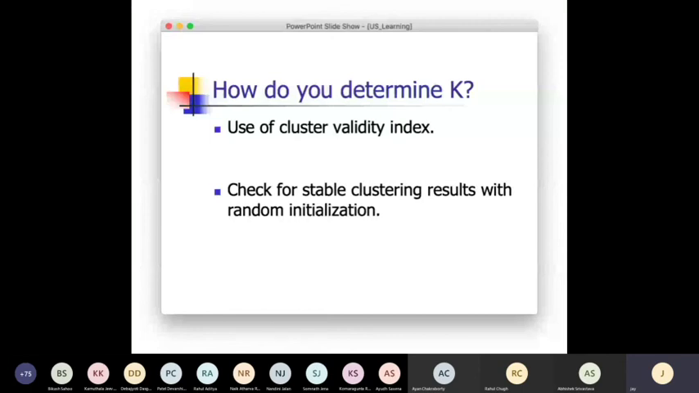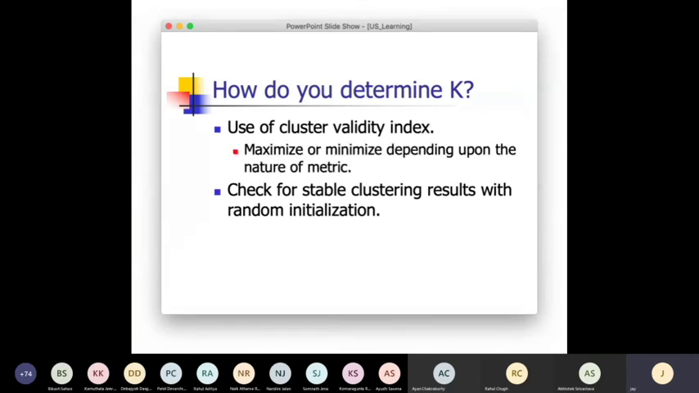One strategy is that we can consider certain indexes which will tell you that, given this k, the partitioning is good. So we are trying to measure the quality of partitioning given a particular value of k, and we select that k where this quality measure is maximum. Sometimes, if the measure is inversely proportional to quality, it should be minimum. One of these measures is called the cluster validity index, and it maximizes or minimizes depending upon the nature of the metric. I'm not giving you the definition; the concept is that there is an index called cluster validity index, and we can measure it.